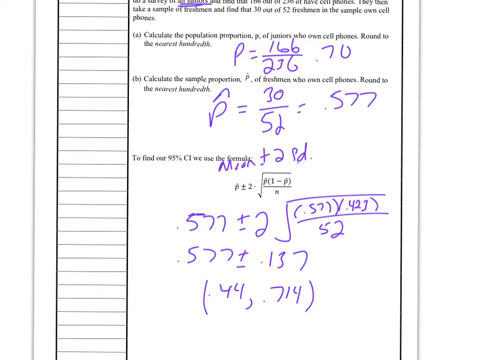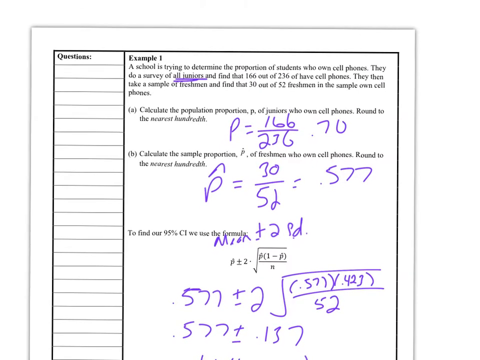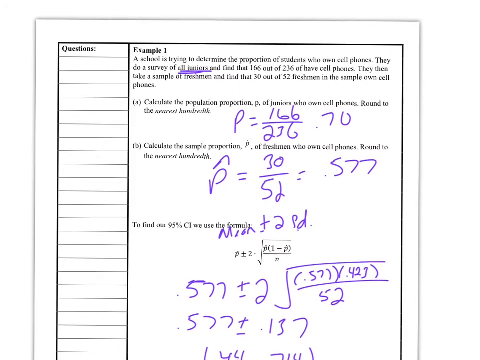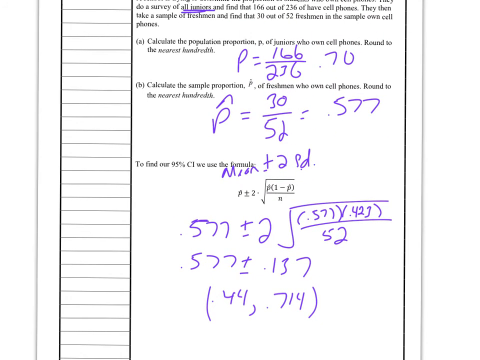So I think the question was, are they the same? Not even asking that. But they could ask, is this proportion of freshmen different from the proportion of juniors who own a cell phone? And even though any fool would look at 57 and 70 and say there's clearly a difference, our confidence interval says we can have any value for the freshmen from 44 up to 71.4%. It could be 70%.